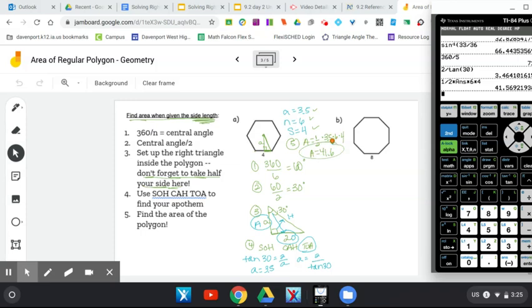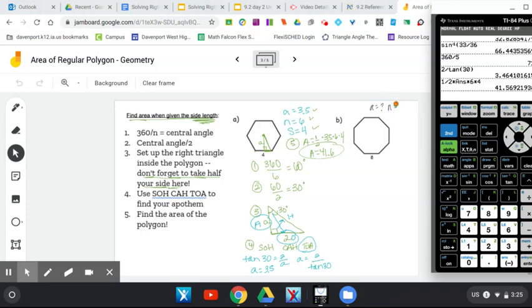All right, so for part B, I want you guys to pause the video here and try to find the area of part B on your own. And then when you're done, I want you to hit play and see how you did. All right, so for part B, you are trying to find the area. Notice our apothem, we don't know. That's our question mark here.